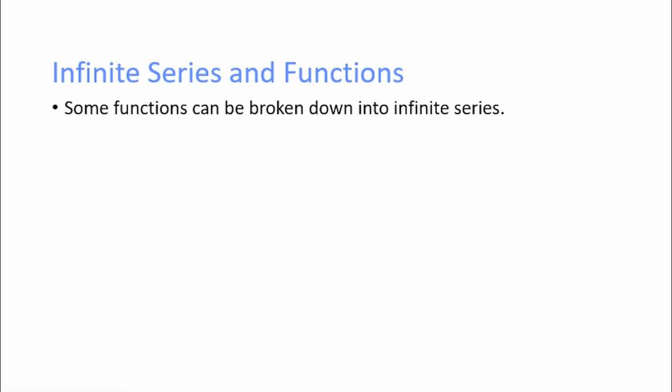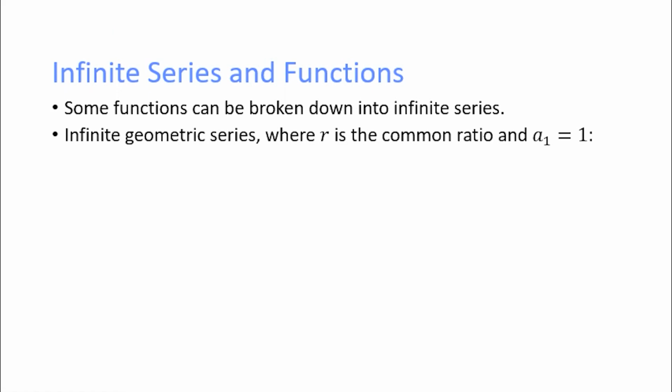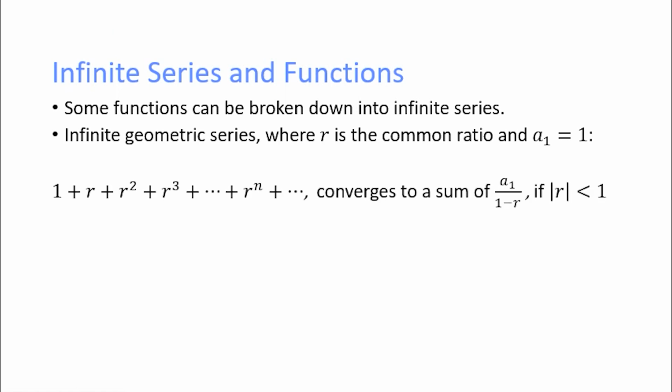You've studied before that some functions can be broken down into infinite series. For example, let's think of a geometric series where r is the common ratio and the first term is 1. You've also learned that this infinite sum converges to a1 over 1 minus r if the absolute value of r is smaller than 1. This means that r is between 1 and minus 1.